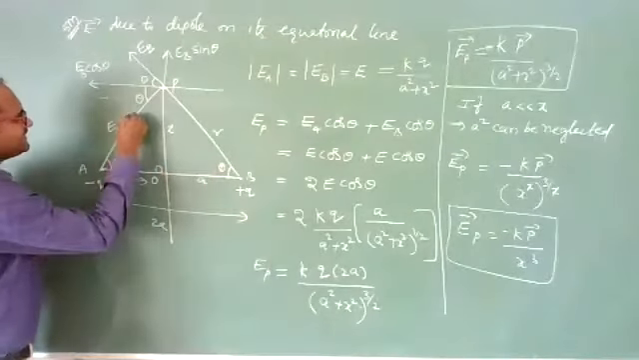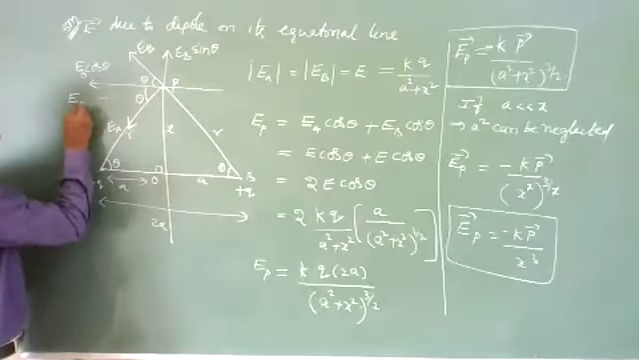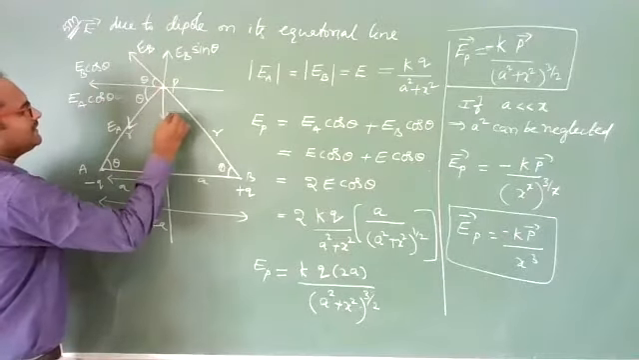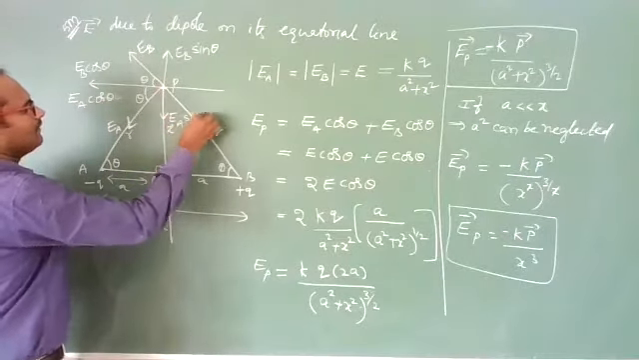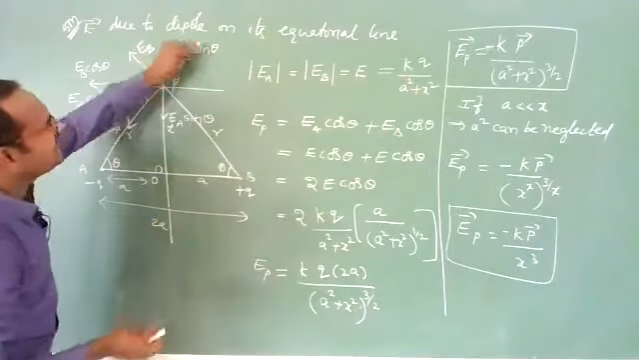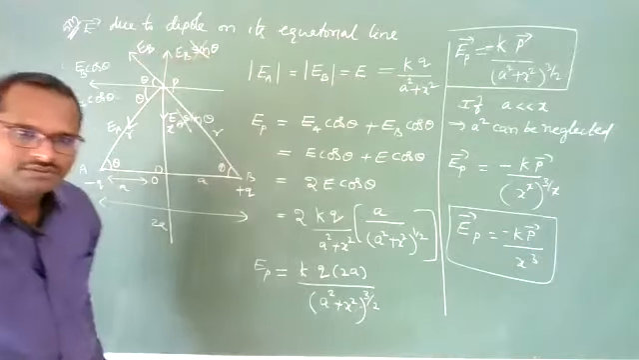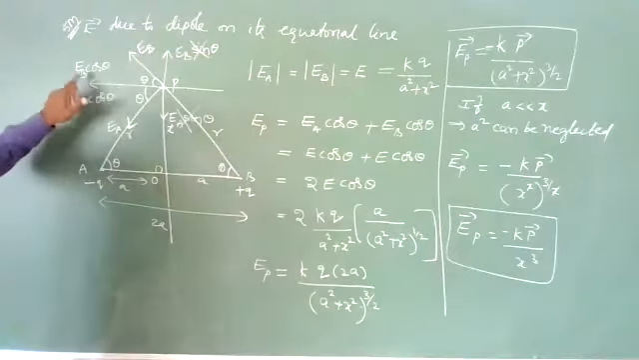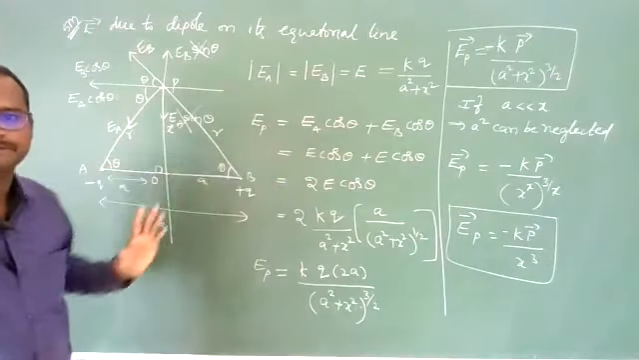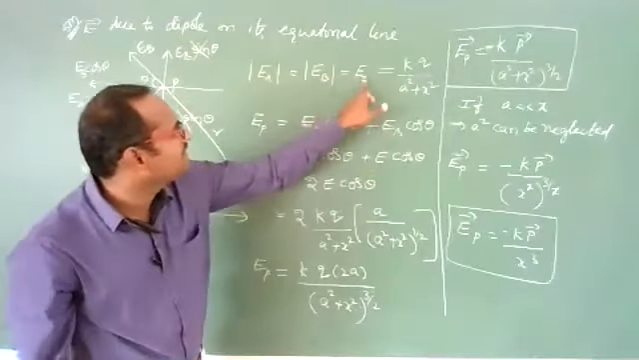This is EA and this angle is theta, so it can be resolved into EA cos theta here, and perpendicular to it, downside, EA sin theta. As EA and EB magnitudes are the same and sin theta is also the same, these components will cancel each other. And EA cos theta and EB cos theta will add up to give you the net electric field. As EA and EB are equal, I am considering them as E.